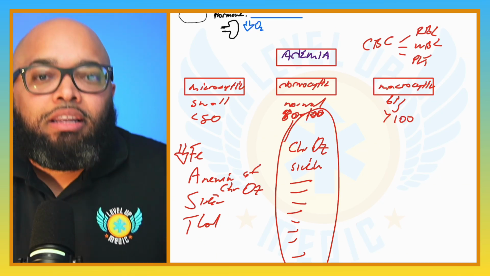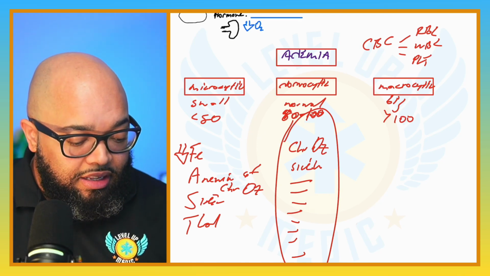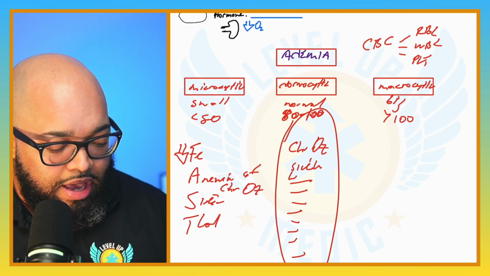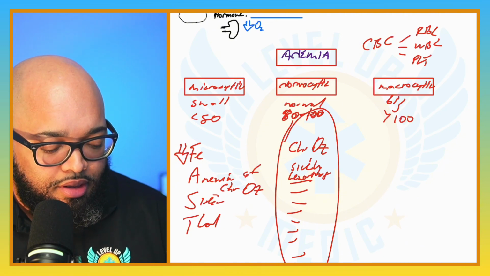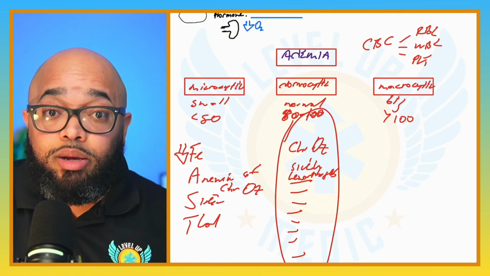Like, for instance, hemorrhage. If you're just bleeding out, if you're just losing blood. Let's say there was trauma, maybe a car accident, maybe somebody got shot or stabbed. They're hemorrhaging for some reason. It's not like the blood cells change size. They're just losing the blood. So that would be an example of a normocytic anemia.